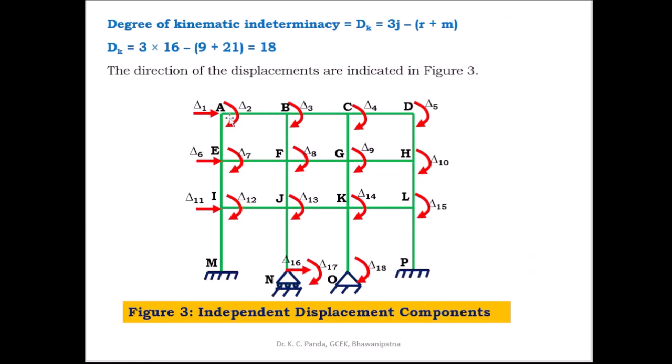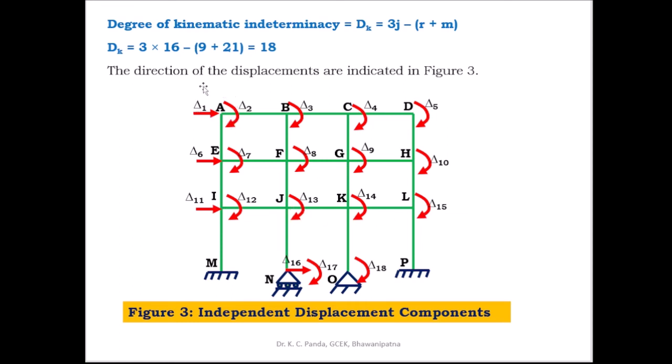Here you see at joints A, B, C, D, E, F, G, H, I, J, K, L there is no vertical displacement due to inextensibility of the members. So this constraint provides 12 compatibility equations. These are the beams. What is the displacement at A? The same displacement takes place at B, C, D. Similarly, what is the displacement at E? The same displacement takes place at F, G, H. And what is the displacement at I? The same displacement takes place at J, K, L.